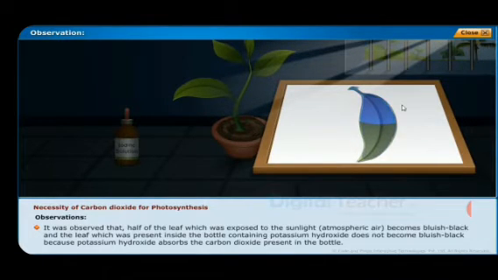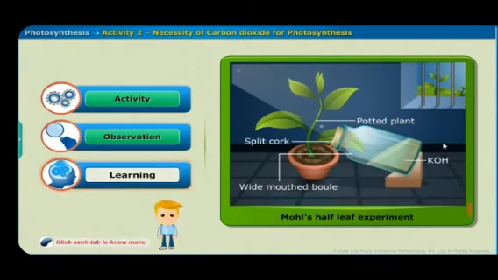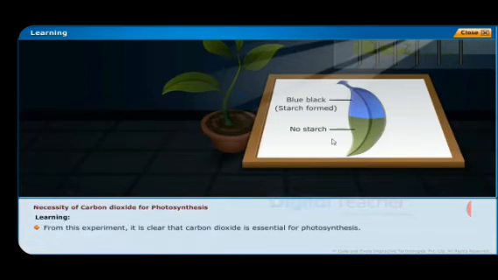The part exposed to atmospheric air becomes bluish black, and the leaf which was present inside the bottle containing potassium hydroxide does not become bluish black because potassium hydroxide absorbs the carbon dioxide present in the bottle. This indicates that carbon dioxide is necessary for the process of photosynthesis. From this experiment, it is clear that carbon dioxide is essential for photosynthesis.